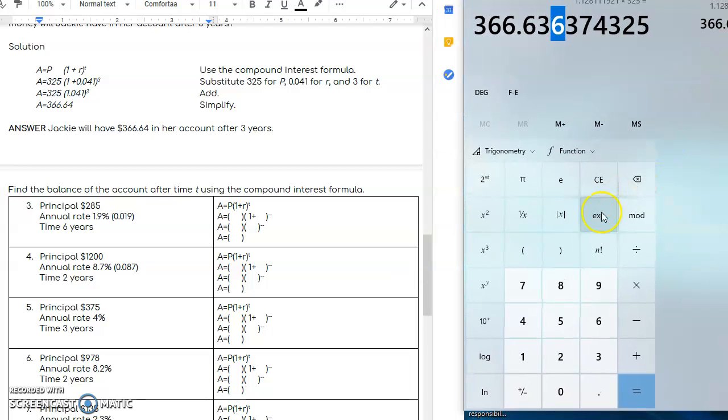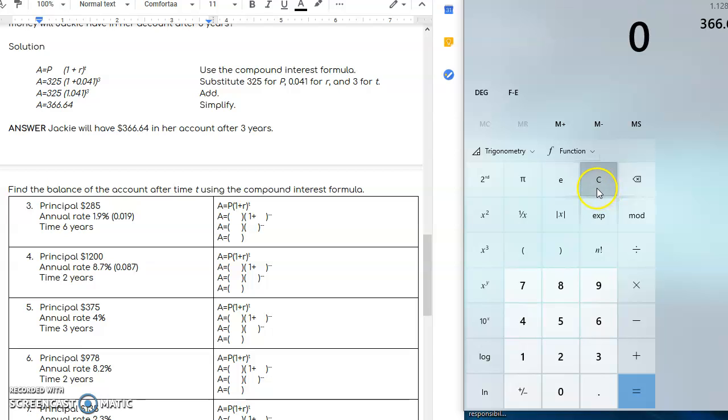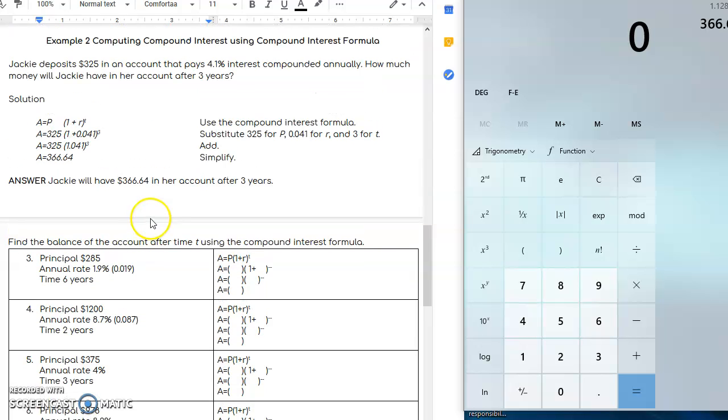So let's look at number 3 here in the calculator. Let me clear this out. For number 3, we've got our principal of $285, an annual rate of 1.9%, and 6 years in time. Remember, if we did simple interest, we'd have to do this 6 times. This one equation allows us to calculate compound interest for all 6 years. So we're going to start with the parentheses, 1, and we're going to add the rate of 0.019. So our parentheses is 1.019. Now remember, we're going to raise that to the exponent, so x to the y, and we're going to raise that to 6 years.